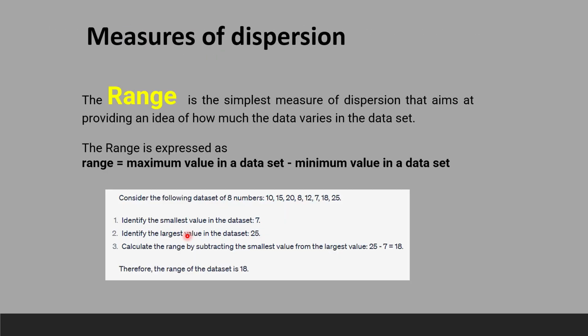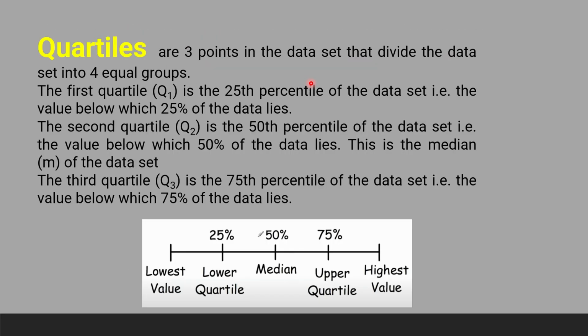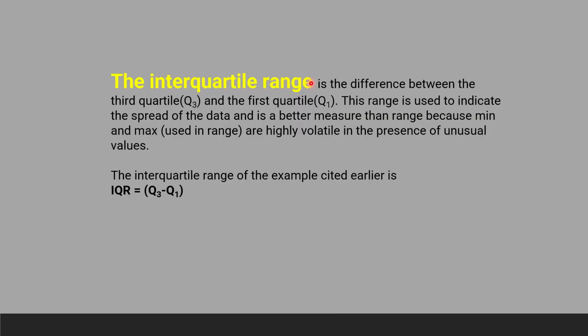So we studied measures of dispersion here. Dispersion helps us study and analyze how data is dispersed across the entire data set. This is how we calculate dispersion using range, variance, standard deviation, quartiles and interquartile range.